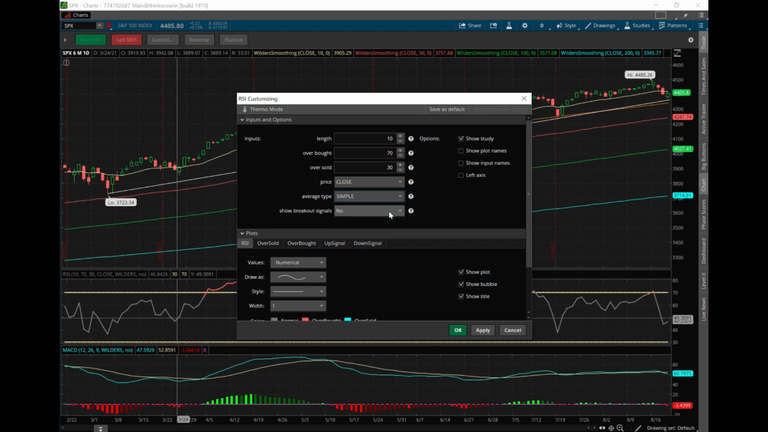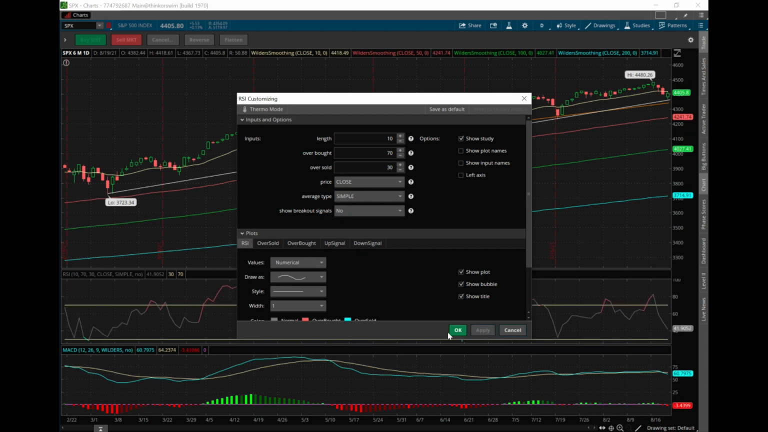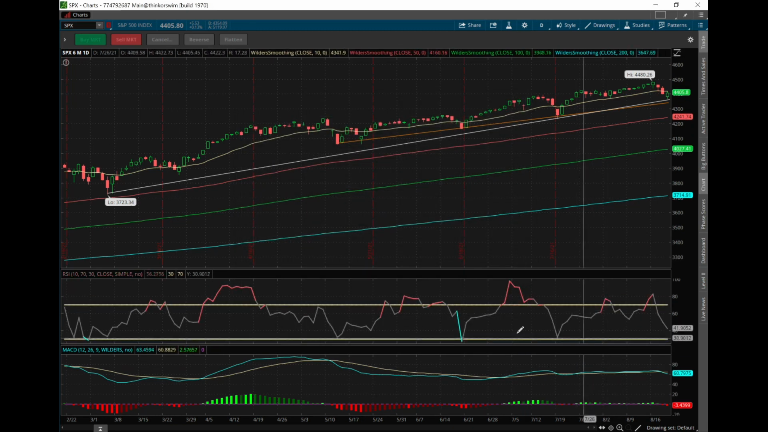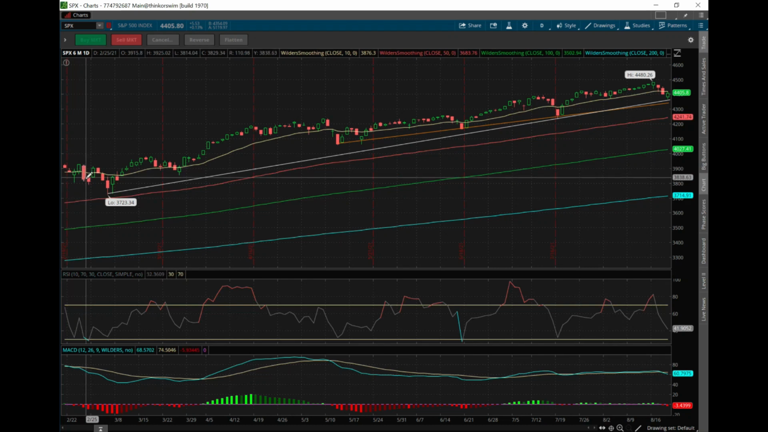I can change the average type to simple, and let's see what happens there. Okay, there are some spots here where it hits 30. It hits 30 down here, but it wasn't the very end of that drop, though it wasn't too far away from it.